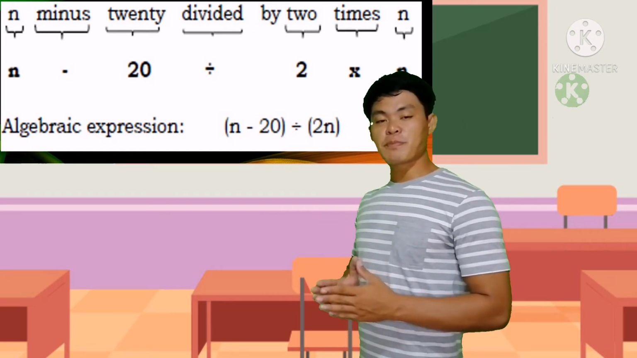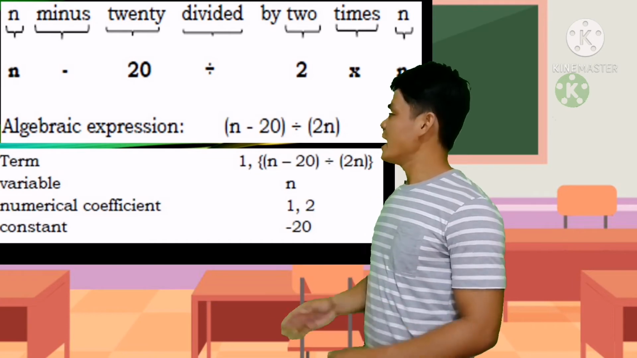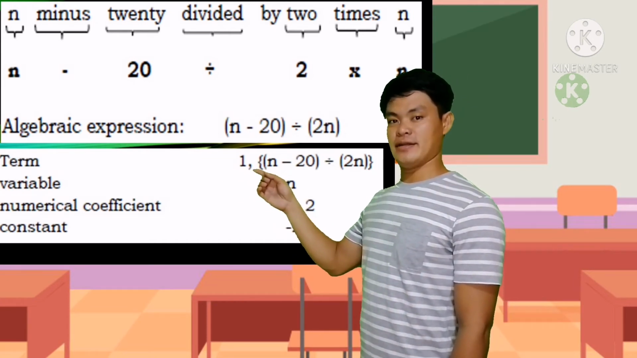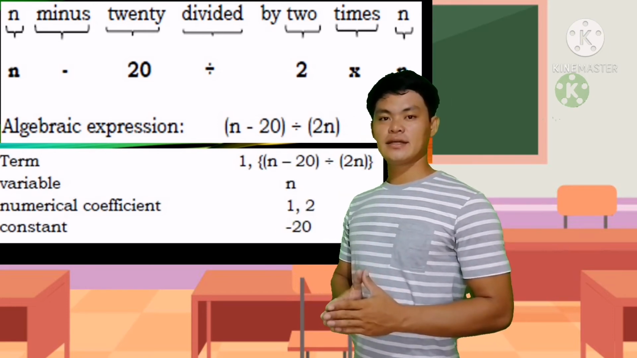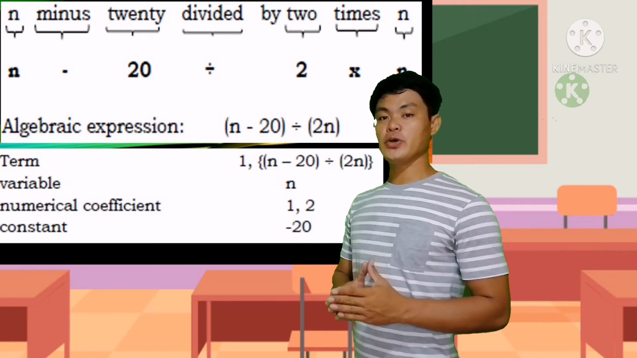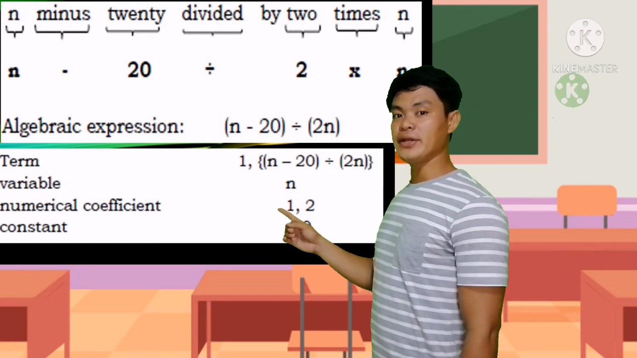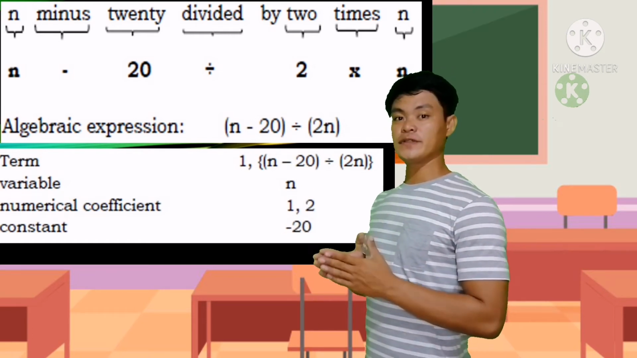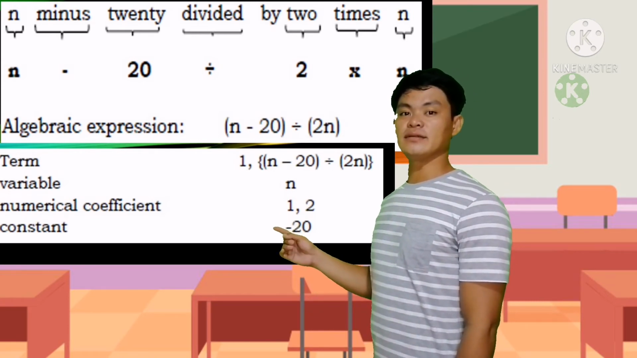So, in this expression, we only have one term, which is (n minus 20) divided by 2n. And our variable is n. And we have two numerical coefficients, which are 1 and 2. And our constant for this expression is the negative 20.